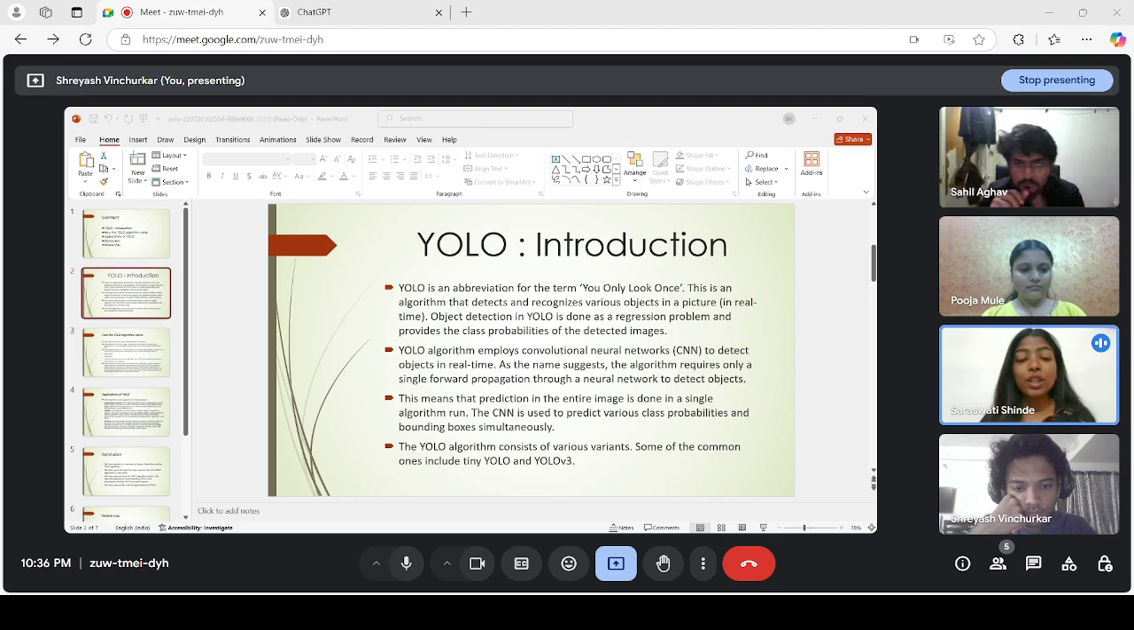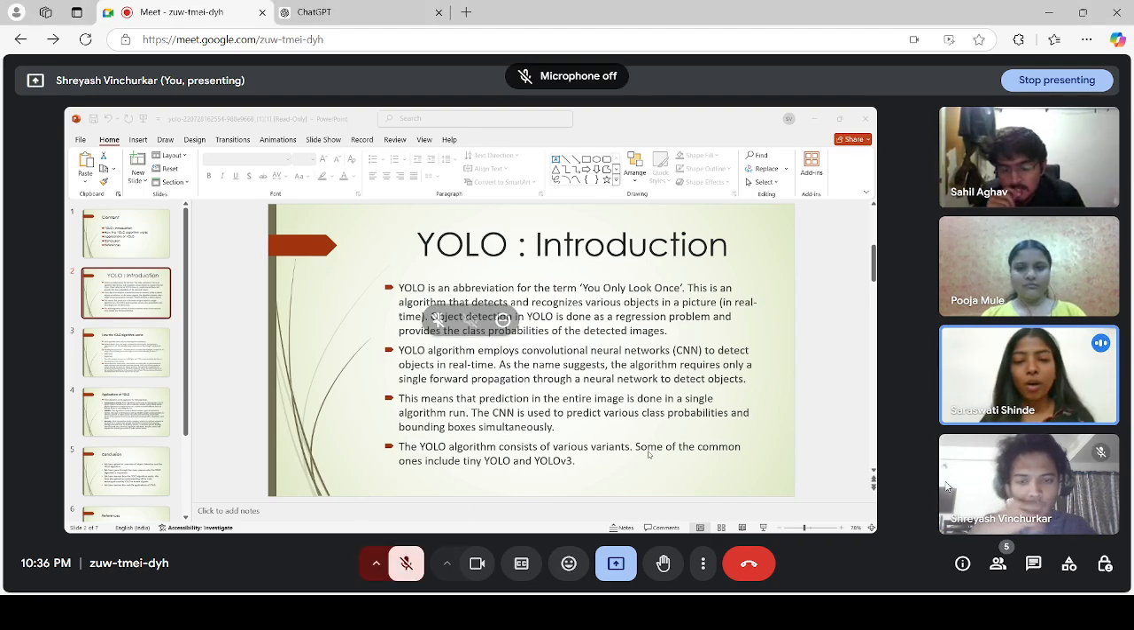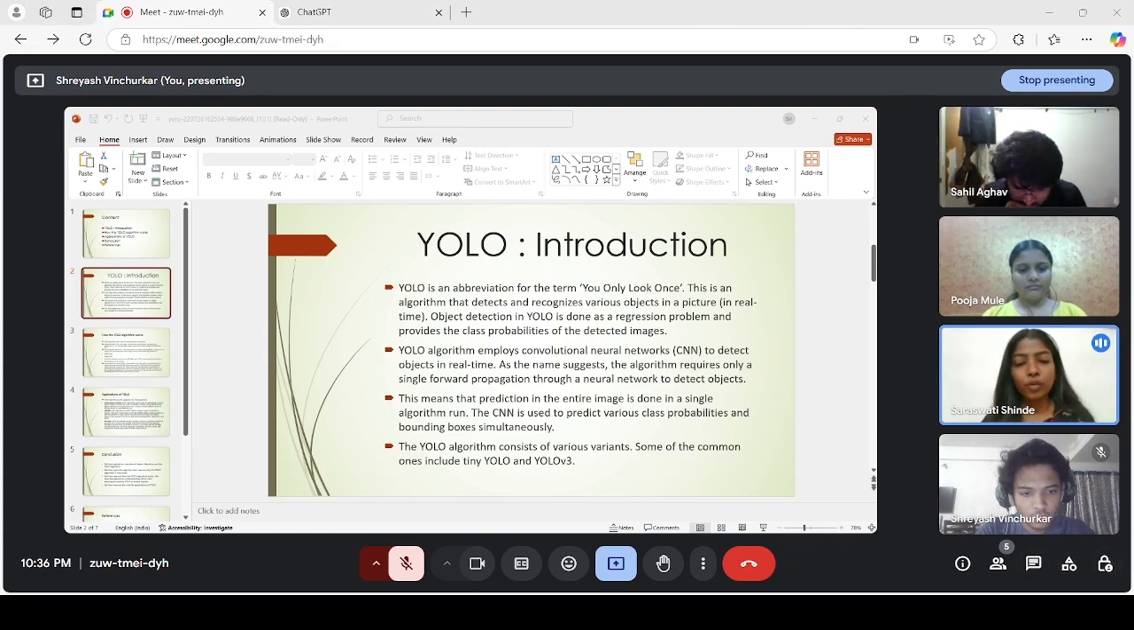Good evening, everyone. So today we will introduce you to the powerful object detection algorithm called YOLO, which stands for You Only Look Once. As the name implies, YOLO is designed to detect and recognize various objects in an image or video in real time with just a single look.